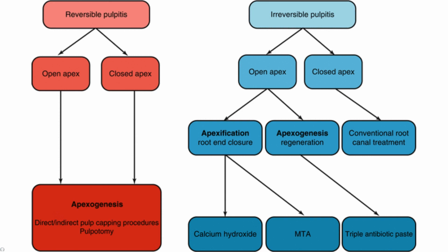This is what I mean by apexogenesis, because we are not concerned about the radicular portion of the pulp, we're only concerned about the coronal portion of the pulp. So you can say pulpectomy, or you can say direct pulp capping or indirect pulp capping procedure. That is regarding the patient if is having symptoms of reversible pulpitis.